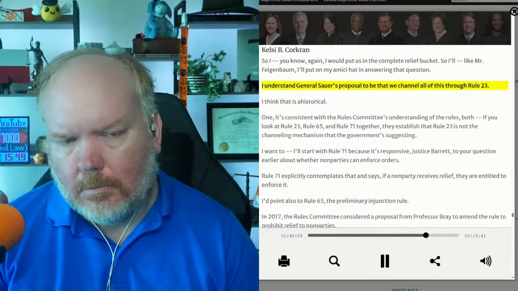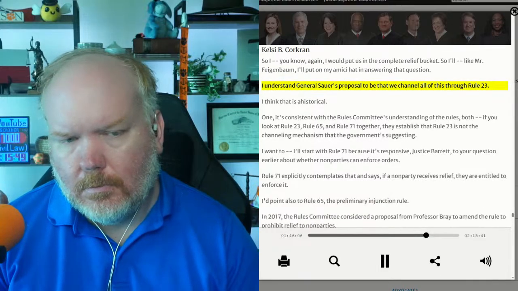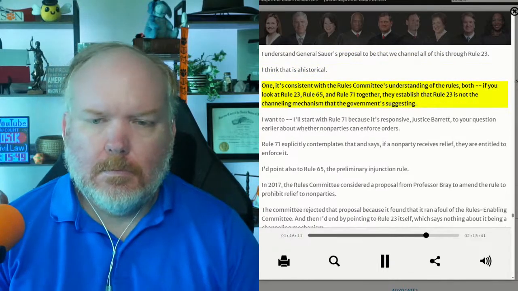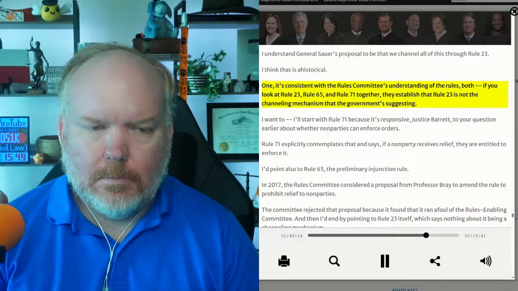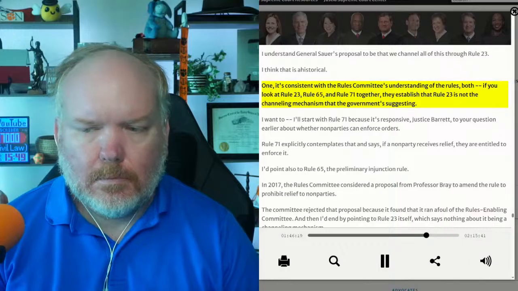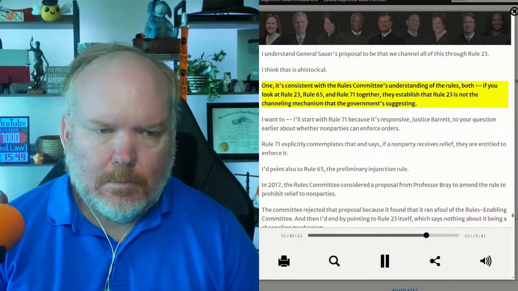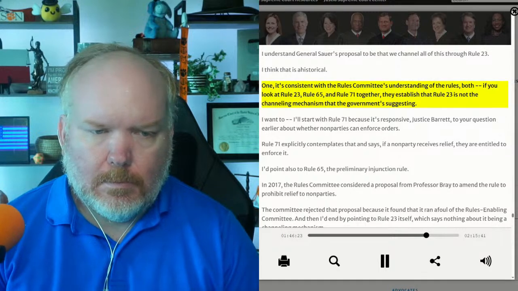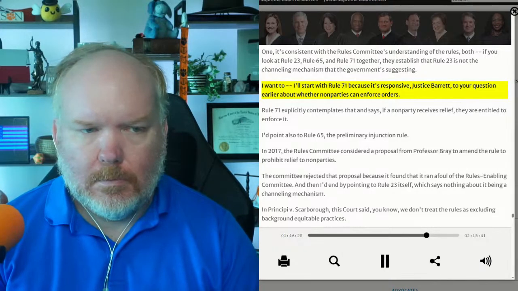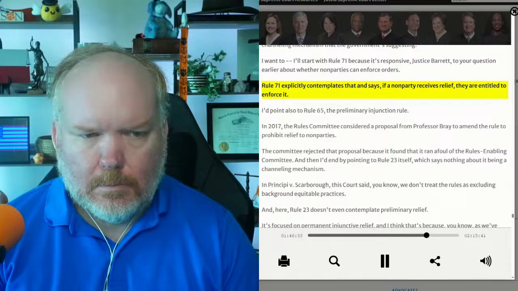I understand General Sauer's proposal to be that we channel all of this through Rule 23. I think that is ahistorical. It's inconsistent with the Rules Committee's understanding of the rules. If you look at Rule 23, Rule 65, and Rule 71 together, they establish that Rule 23 is not the channeling mechanism that the government's suggesting. I'll start with Rule 71 because it's responsive, Justice Barrett, to your question earlier about whether non-parties can enforce orders. Rule 71 explicitly contemplates that and says if a non-party receives relief, they are entitled to enforce it.